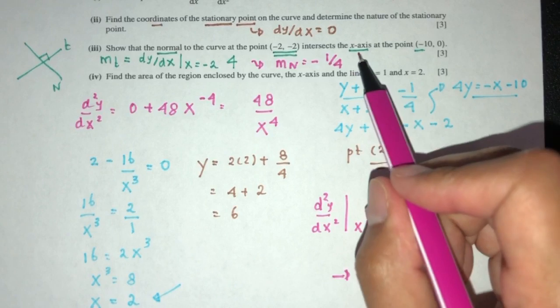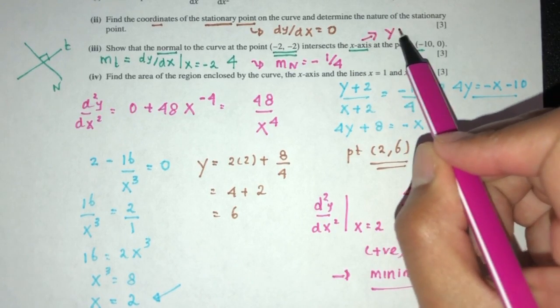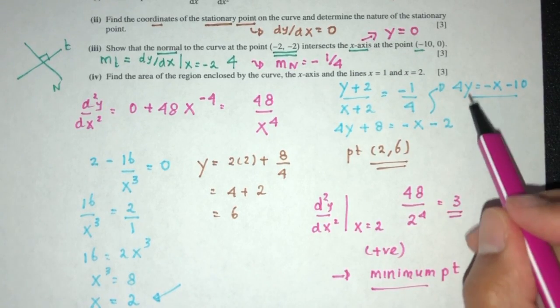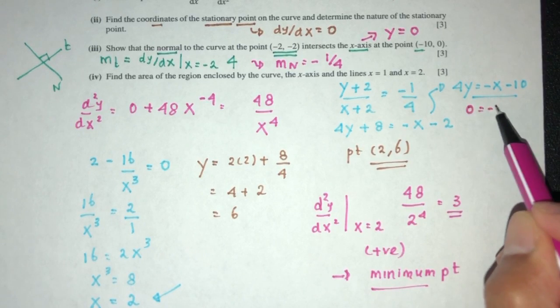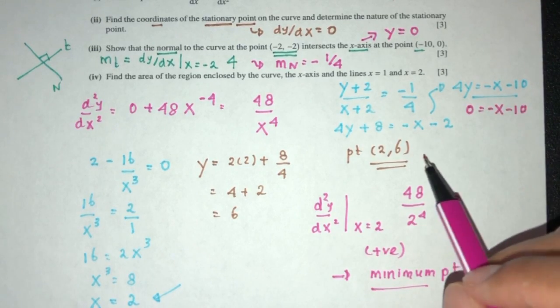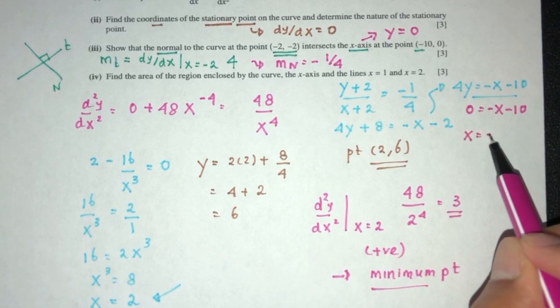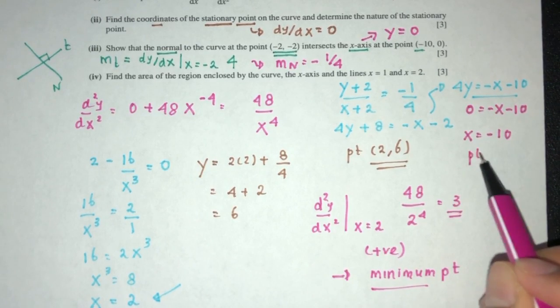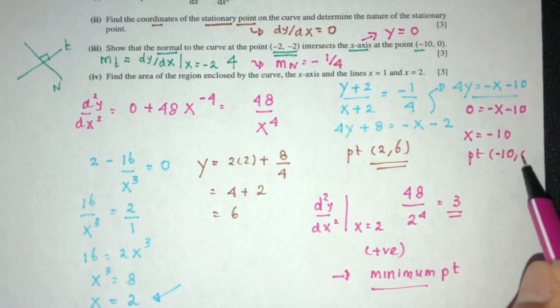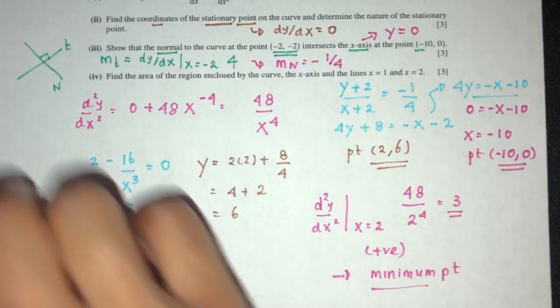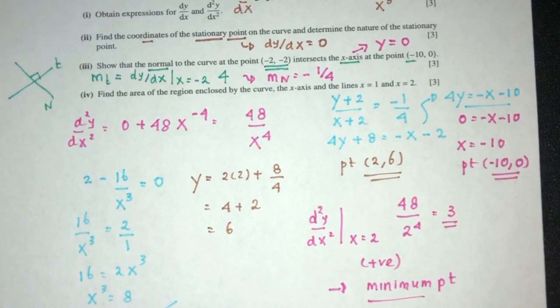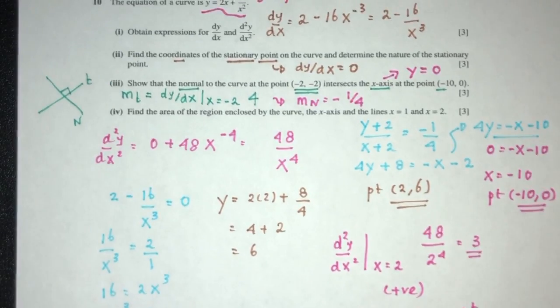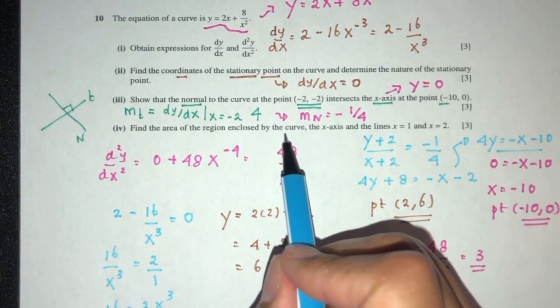Now, on the x-axis, what do we know? The value of y has to be 0. Replace, so 0 here. That will be minus x minus this. Send x over here. x will be minus this. So the point obviously will be minus 10 and then 0. Shown as required.